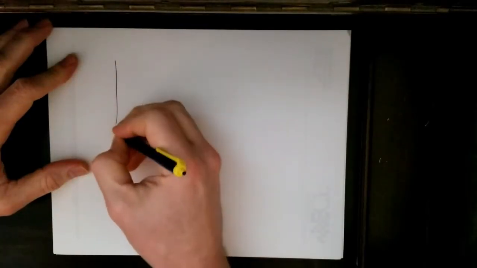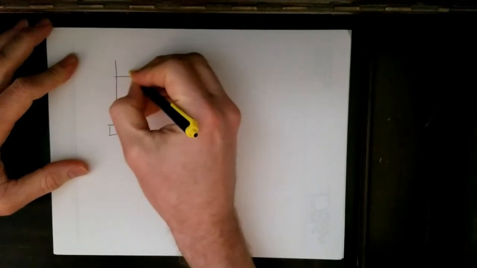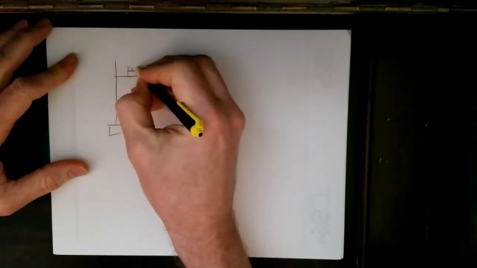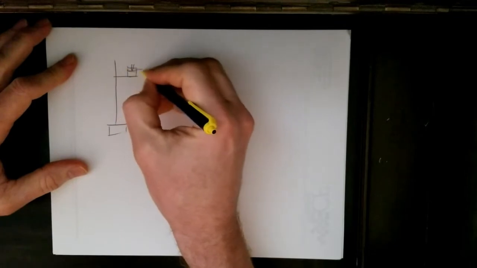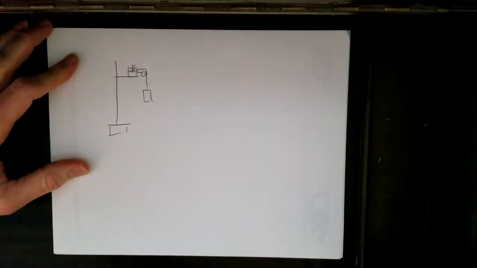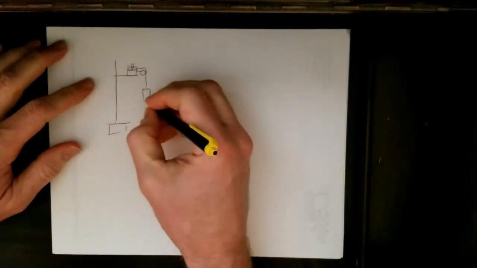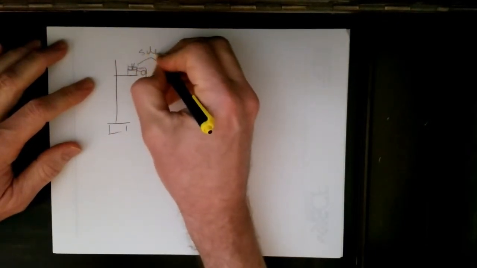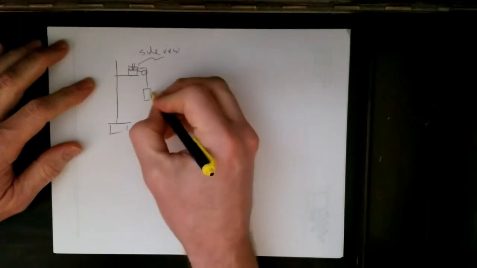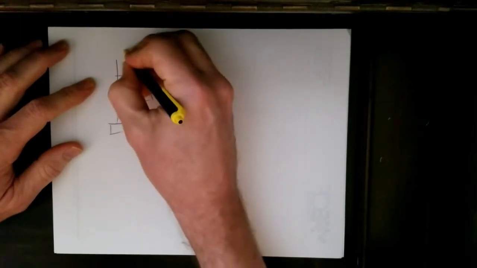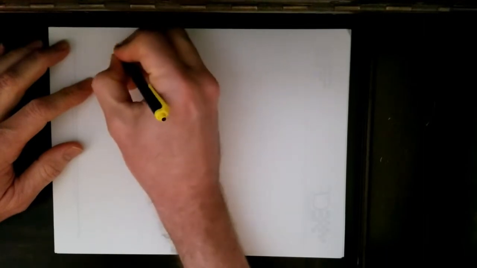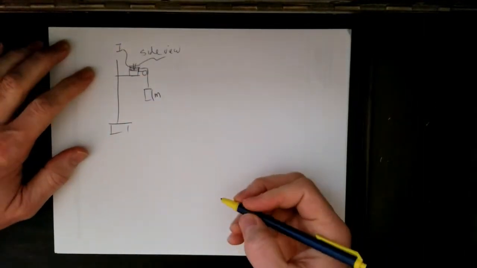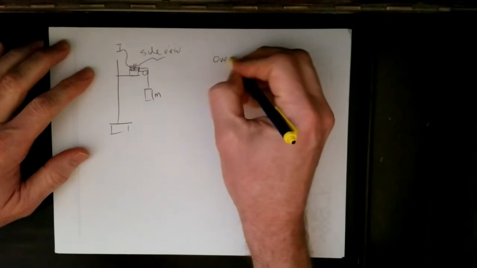If we have a stand with a rotary device here, and that's attached to a string, attached to a pulley, and a mass hanging down like that. So this is basically the moment of inertia lab. This is a side view. This is some mass m here, and then we have a mass of this object that's turning here, moment of inertia I.